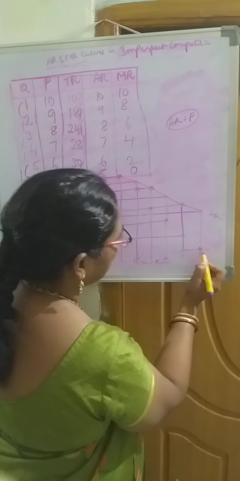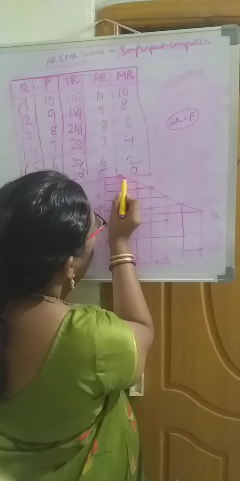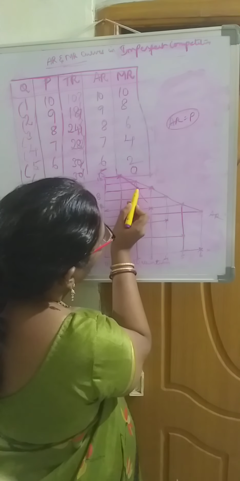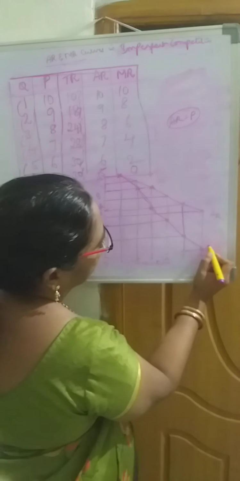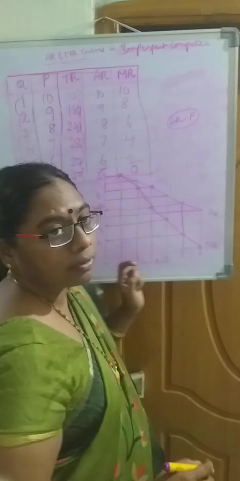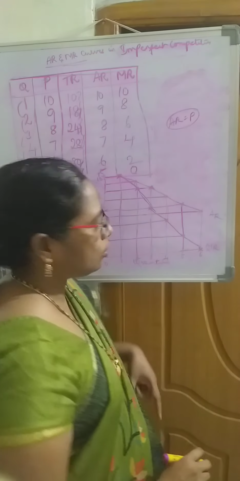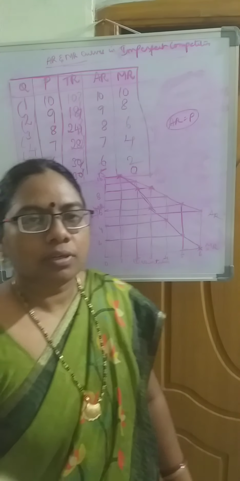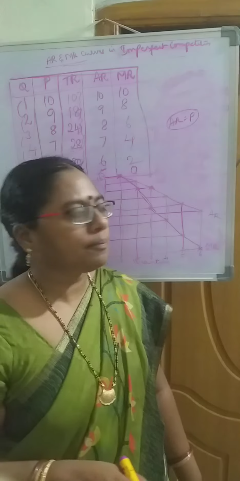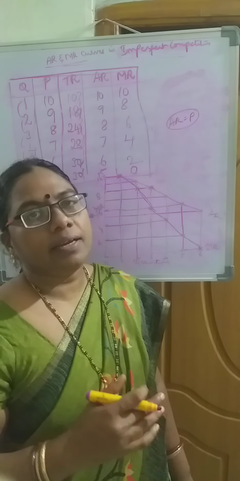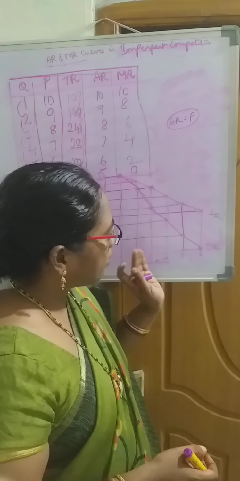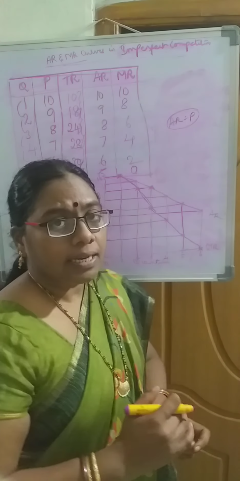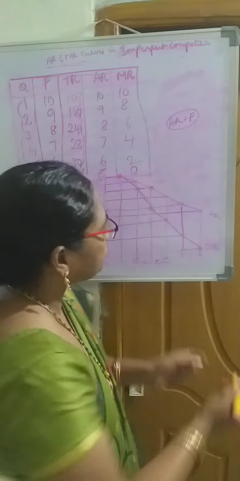So we will put it there. And when we combine all these, by joining all these points, you get the MR curve. In perfect competition, AR and MR curves were horizontal to the x-axis and they were coinciding. AR is equal to MR. But in imperfect competition, AR and MR curves are different and the AR curve is lying above the MR curve.